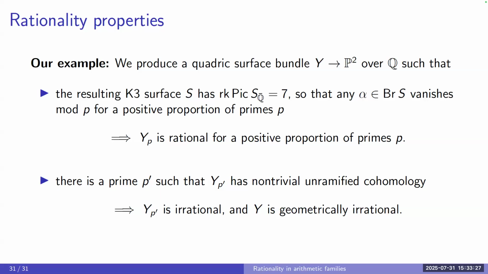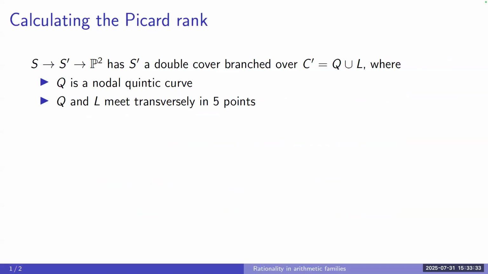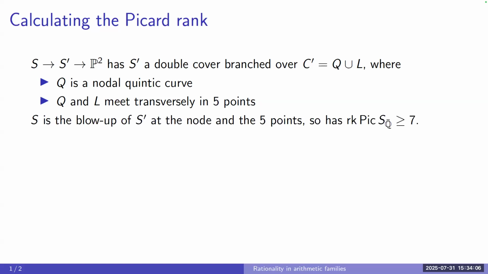Okay, great. I have a little bit more time still. The last thing, if I had time, that I wanted to say was that in general, calculating geometric Picard rank of a K3 surface is not so easy. So how do we get an example where we can say for sure that it has geometric Picard rank 7? As I mentioned, my S is this resolution of S prime to P2, where it's a double cover branched over this sextic. The quintic component is nodal, and I want to assume that Q and L meet transversely in 5 points. And so when I blow up all of those things to get something smooth, I have Picard rank at least 7.